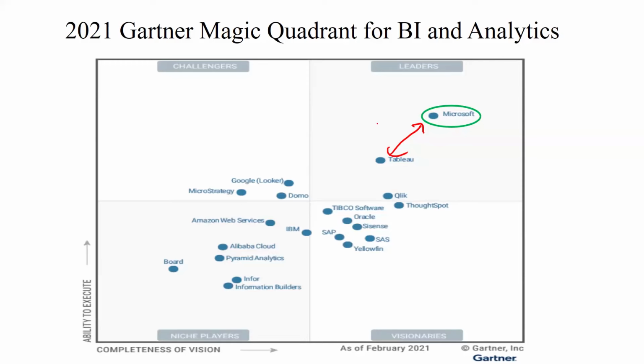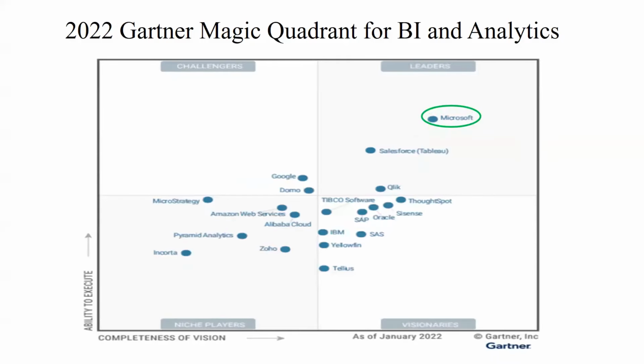In 2021, there was actually one more thing which was missing. And Tableau, and there is one more thing called Salesforce. So Salesforce has also been considered as one of the BI tools. So since the distance is getting more and more, what happened in 2022, Salesforce and Tableau merged together. They merged as a company.